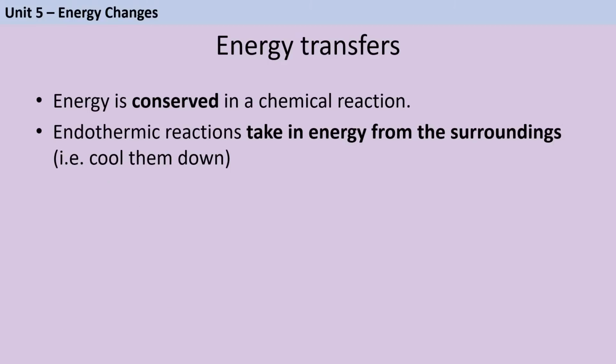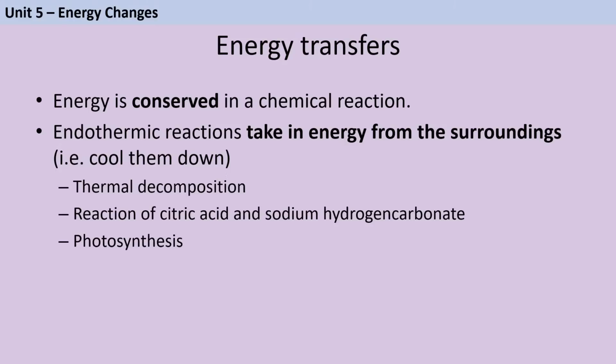Then endothermic reactions take in energy from the surroundings, so they cool them down because they take the thermal energy that was already there and they store it in the chemical bonds instead. And there are some named examples, and my experience is that nobody knows what these are, even though they are listed in the specification. So thermal decomposition is using heat to break a compound apart, something like copper carbonate. The reaction of citric acid and sodium hydrogen carbonate, I don't think I've ever known a student who knew that one. And then photosynthesis is obviously a biological example where you take in light energy instead of heat energy.